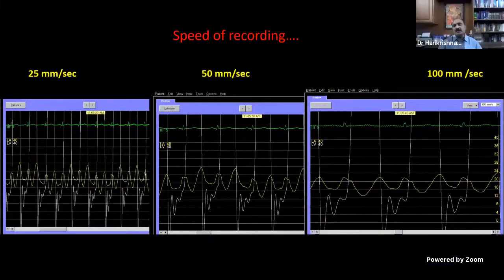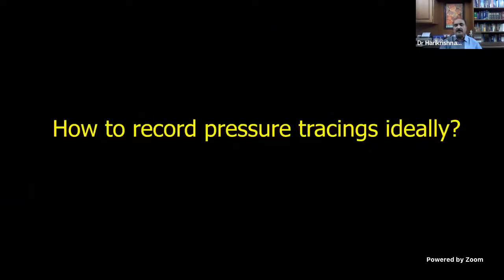Speed of recording is also very important. It can be recorded at different speeds: 25, 50, and 100. So always see the ECG before saying that this is bradycardia or something. Sometimes the heart rate will be written on the screen, so some of the information can be obtained from the screen itself.